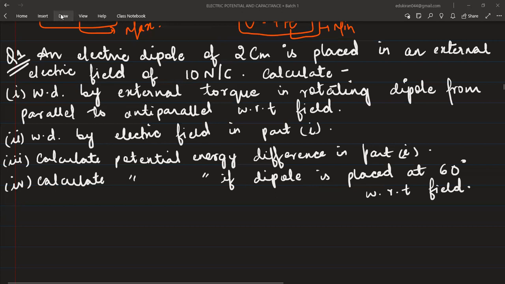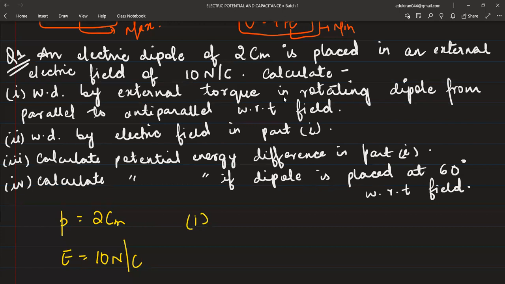Okay, see, now I'm solving it. I think enough time was given. Dipole moment is equal to 2 coulomb meter. This is placed in an external electric field. Electric field is 10 Newton per coulomb. You have to calculate the work done by external torque in rotating the dipole from parallel to anti-parallel position.